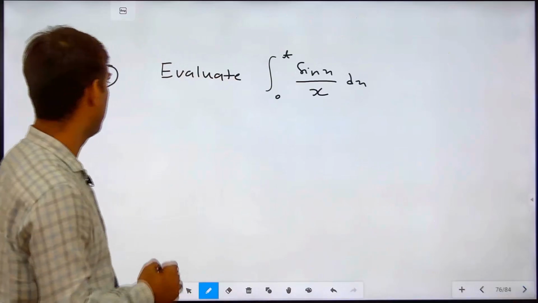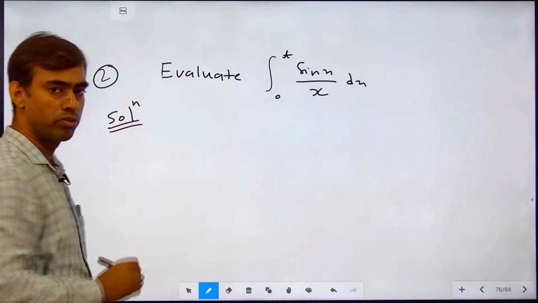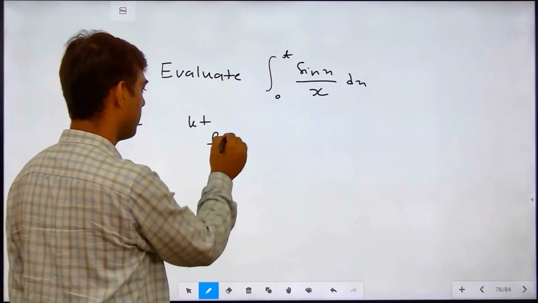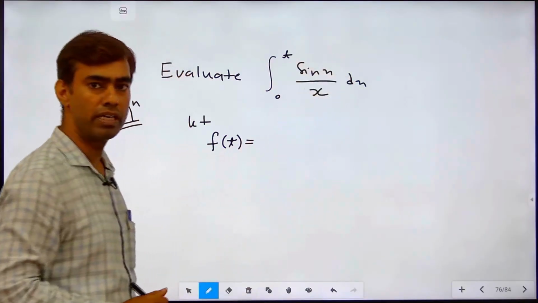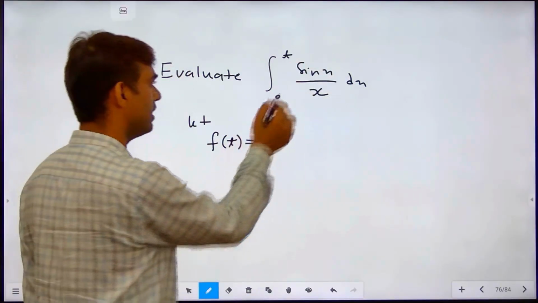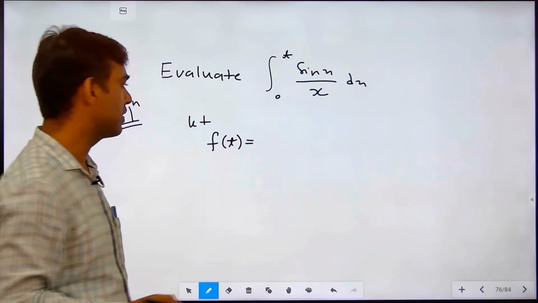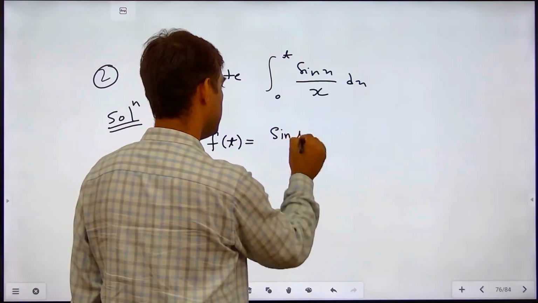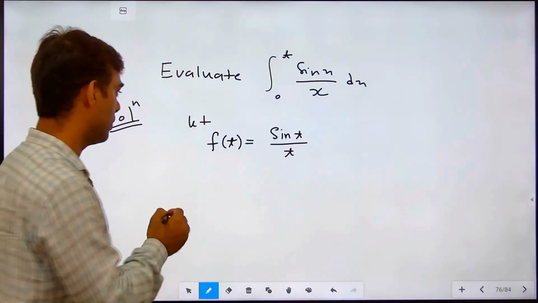Now, here again, how do we find the solution? In order to find the solution, let this expression be assumed as f(t), a function of t. Here it is given as a function of x. So, if we write it as a function of t, then f(t) equals sin t upon t.